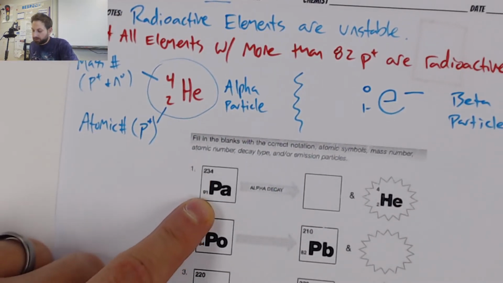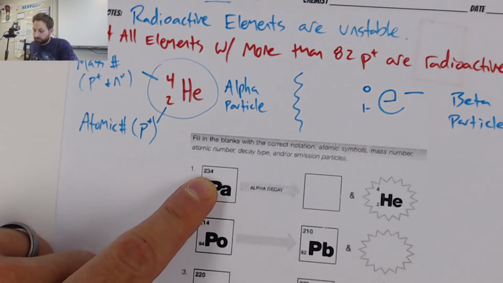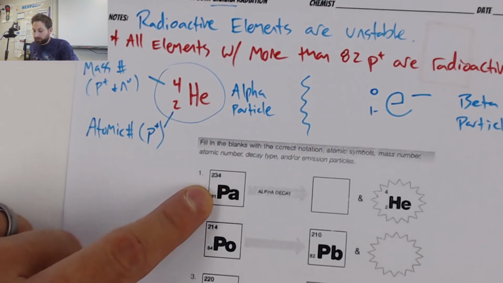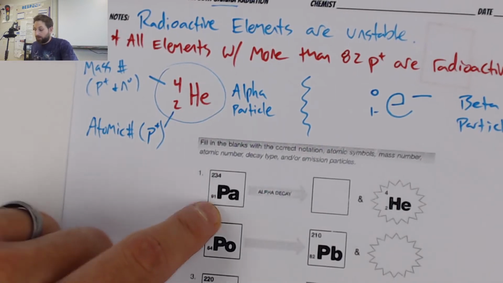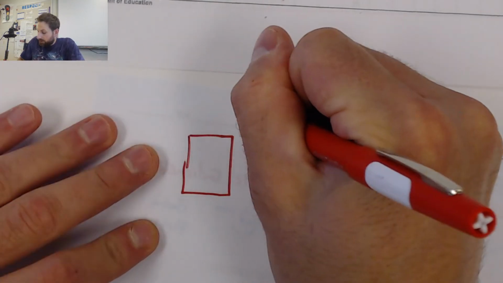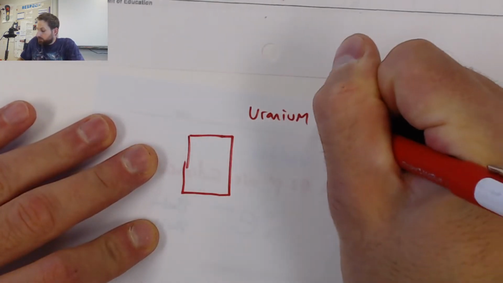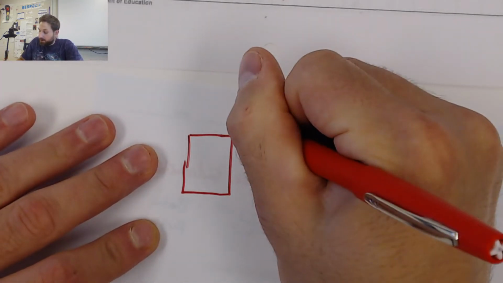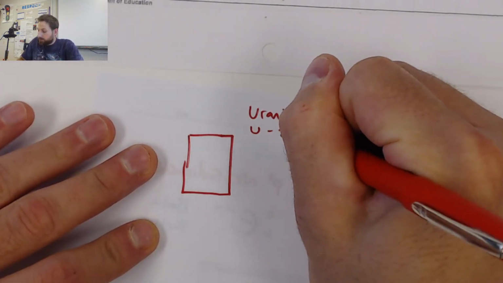The bigger number is always on top, smaller numbers on the bottom. So on top, it's your mass number. On the bottom, it's your atomic number. All right, we're just going to follow that format. So we're going to focus on uranium. We'll call it uranium-240. It could also be denoted as U-240.